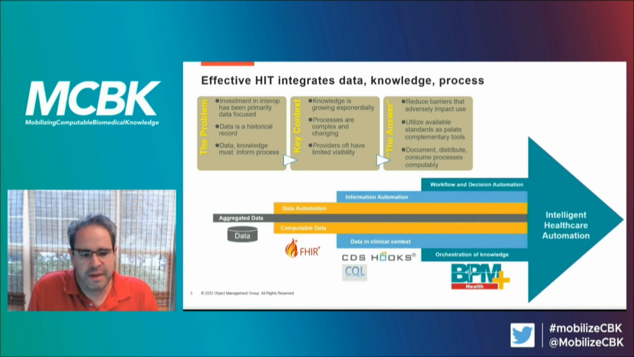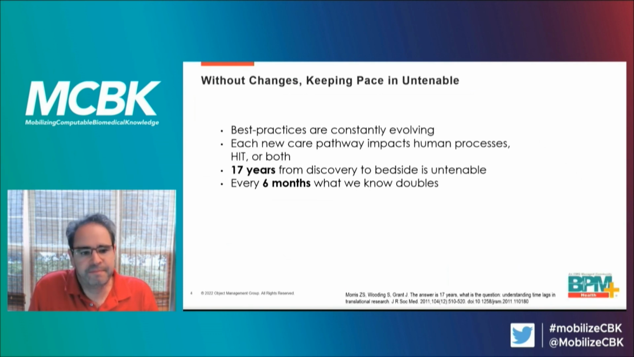This visual, I think, illustrates this well. So we have data at the core, and there are a series of standards that have been evolving that build on that. FHIR, CDS Hooks, CQL, and ultimately BPM is about this evolution from data sharing toward intelligent automation. Without changes, keeping pace is untenable.